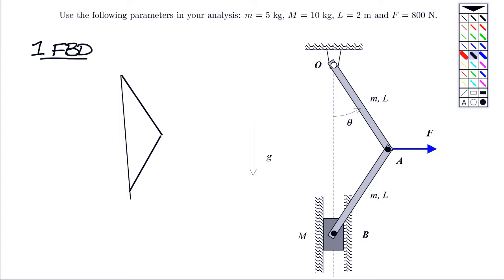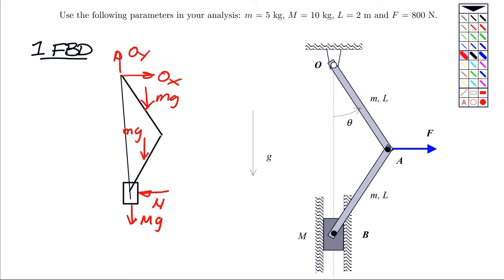The forces acting on this system as a whole are going to be the reactions at O, Ox and Oy. We have weight forces like this, mg, like this. We have a normal force at the slider B, and of course our applied force F.